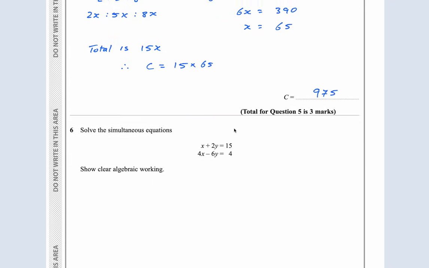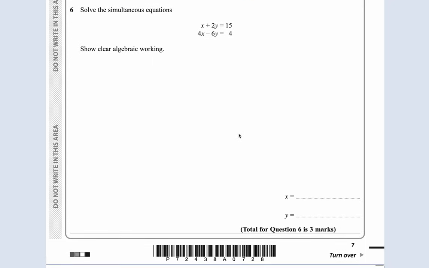That's the total. Okay, solve the simultaneous equations. So we need to make the x's the same or the y's the same. I think I'll make the y's the same. So I multiply this one by 3. So multiply everything by 3, guys. I get 3x plus 6y equals 45. And you see why I chose 3, because now I have 6y on both. So this is 4x minus 6y equals 4.